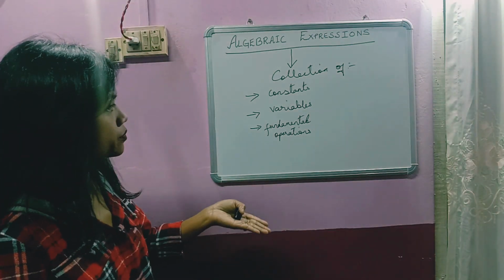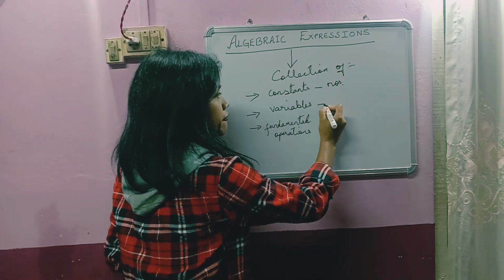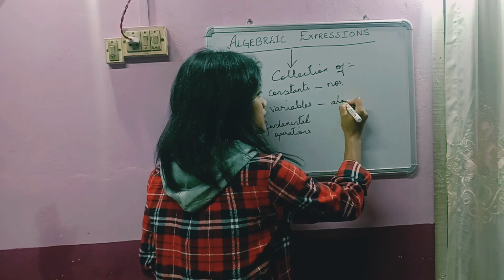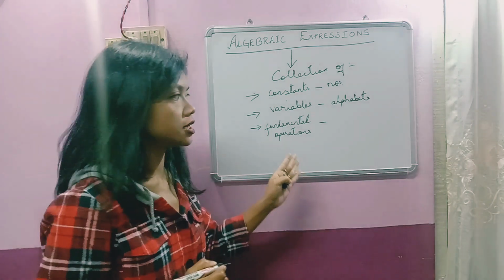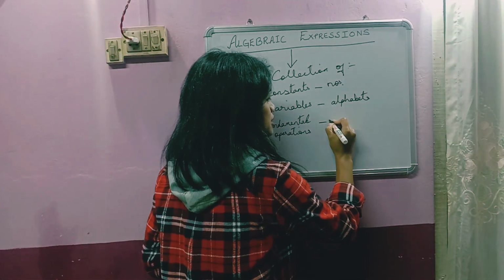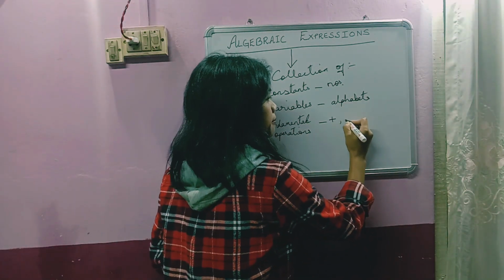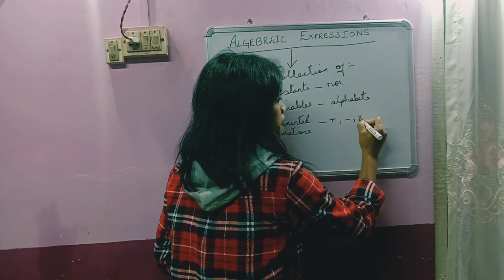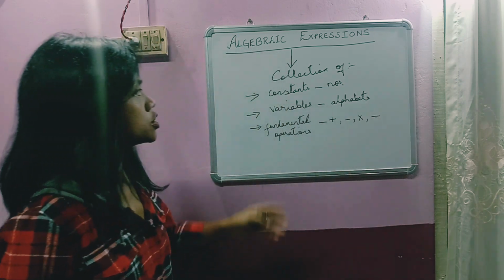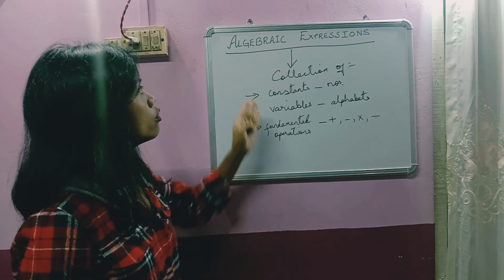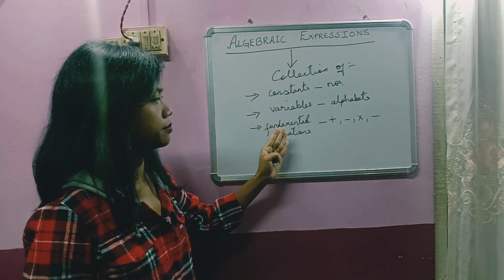For example, when we say constants, it means the numbers. Variables means the alphabets. And fundamental operations mean addition, subtraction, multiplication, and division, which means plus, minus, multiplication sign, and division sign. Okay, so now you know what is an algebraic expression. It is a collection of constants, variables, and fundamental operations.